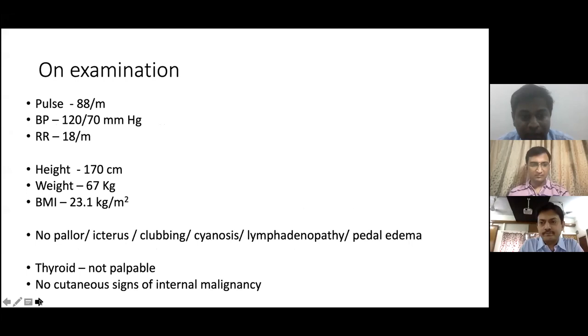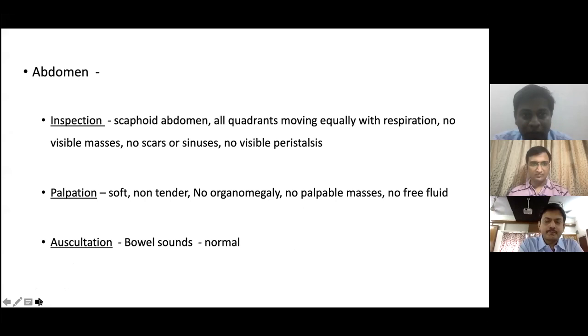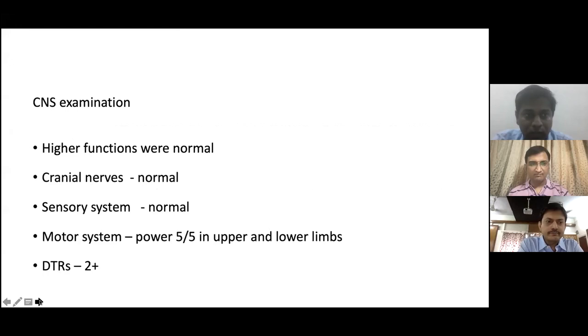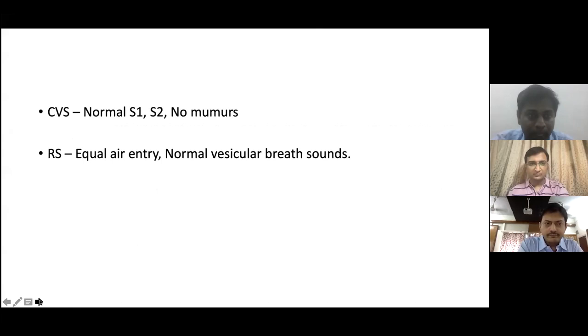On inspection, abdomen was scaphoid with all quadrants moving equally. There were no visible masses, scars, or sinuses. There was no visible peristalsis. Palpation was soft, non-tender. There was no organomegaly or masses palpable, and there was no ascites. Auscultation, bowel sounds were normal. CNS examination, higher functions, cranial nerves, and sensory system were normal. Motor system examination showed normal power in both the upper and lower limbs, and his DTRs were normal. Systemic examination, cardiovascular and respiratory systems were grossly normal.